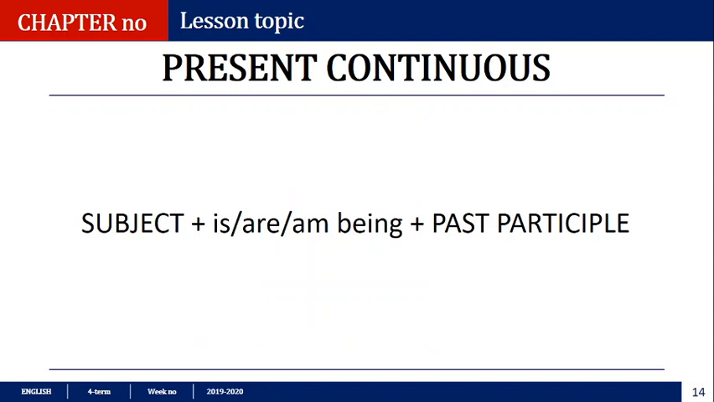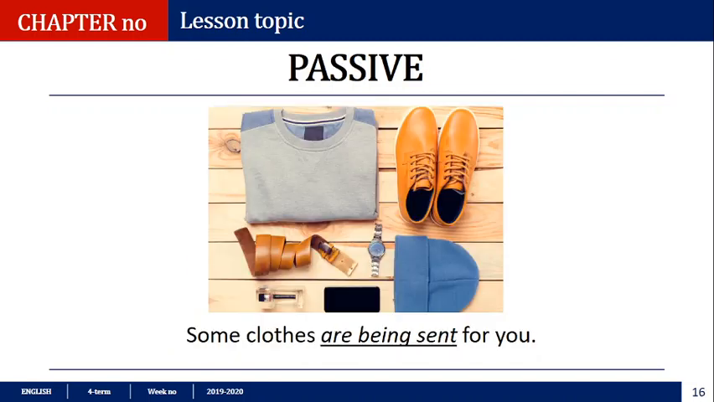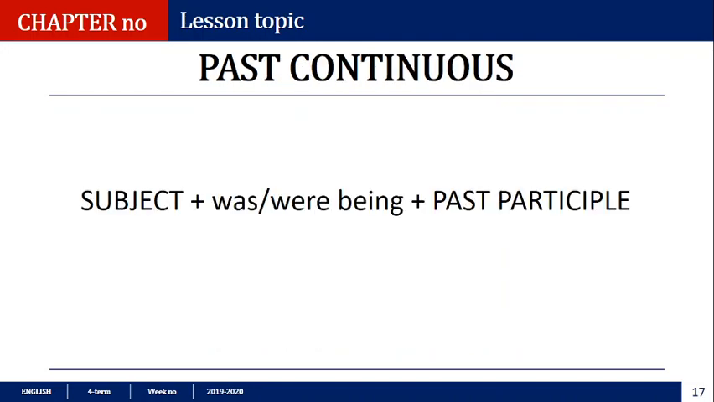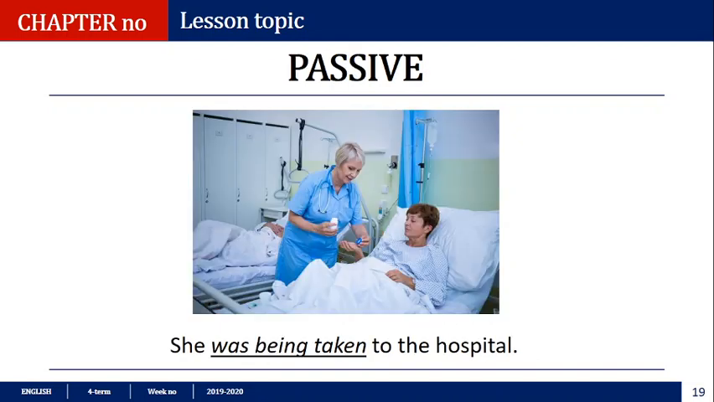In the present continuous, you use is, are, am, being plus past participle. In active form, we are sending some clothes for you. And in the passive form, some clothes are being sent for you. So we do not know who has done it. Past continuous, we use was, were, being. Here in active, they were taking her to the hospital. And in the passive form, she was being taken to the hospital.